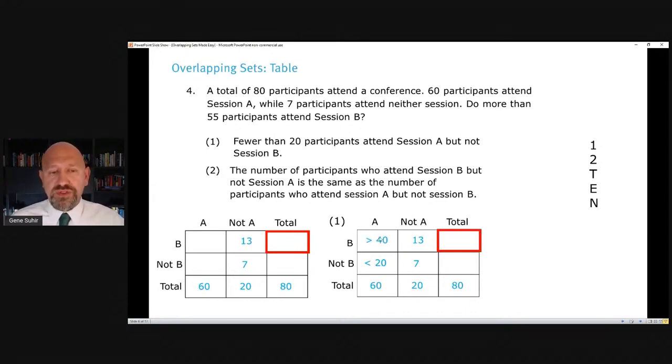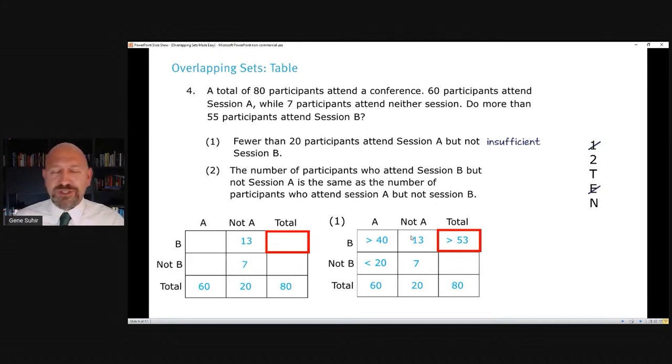Now the top row. If you have something greater than 40, plus 13, you'd have something greater than 53, but the question is, do more than 55 participants attend session B? If it's greater than 53, it could be 54. That would give us a no to the question. It could be 56, for example, which would give us a yes. So we don't have a definite answer to their question. Statement number 1, insufficient. And we knock out 1 and E, or A and D, if you want to call it that way, the first and fourth answers.